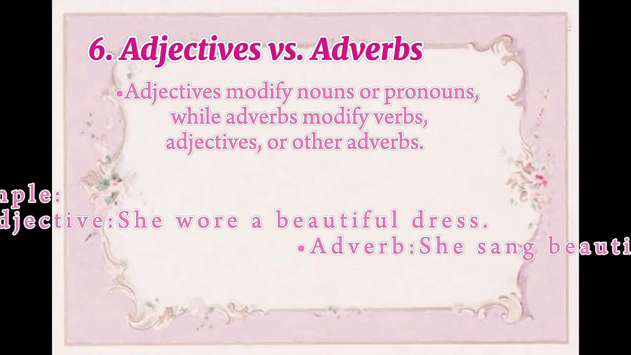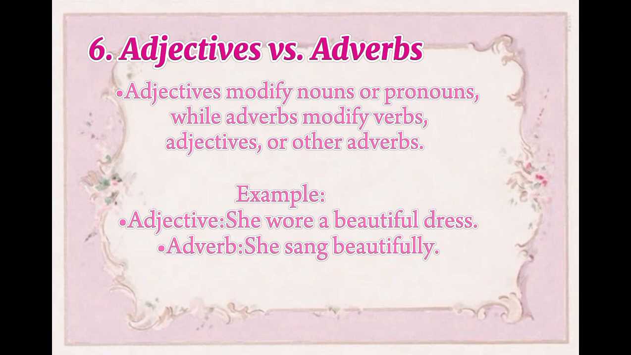The sixth rule is the adjective versus adverbs, meaning the adjectives modify nouns or pronouns, while adverbs modify verbs, adjectives, or other adverbs. For example, for the adjective, she wore a beautiful dress, while for the adverb is she sang beautifully.